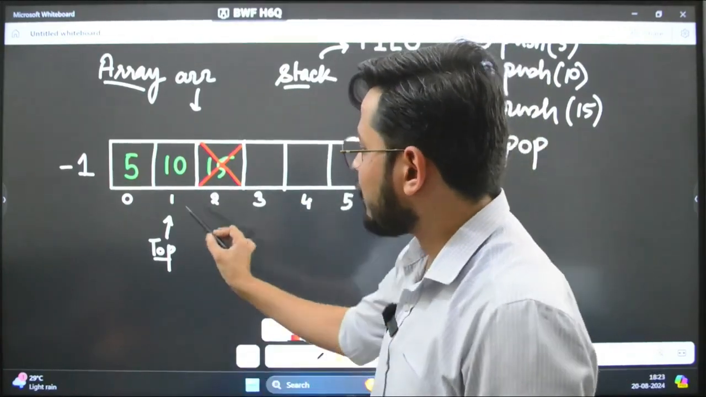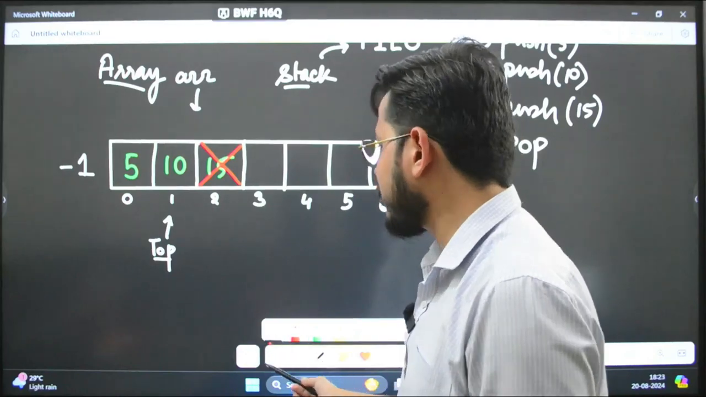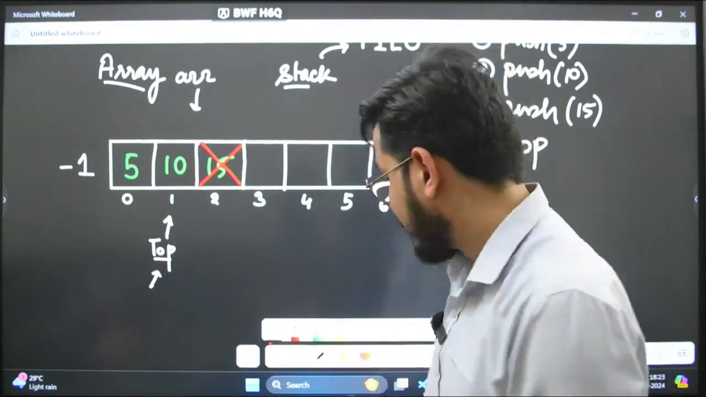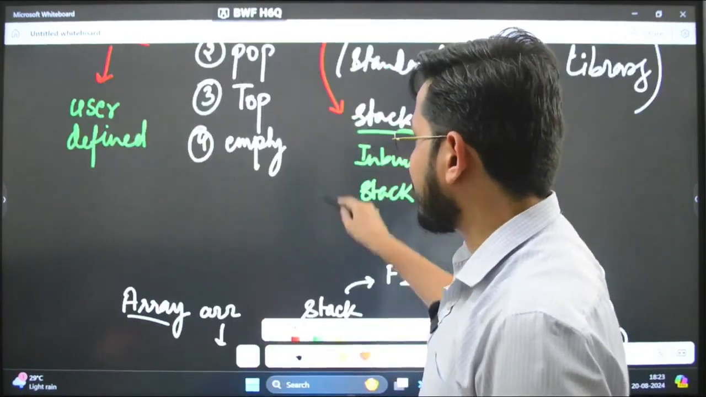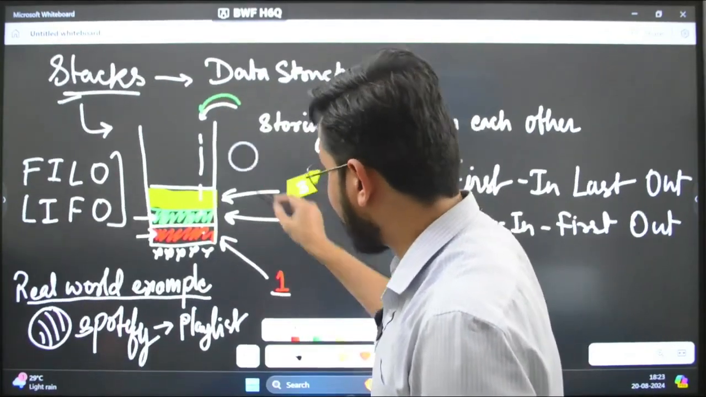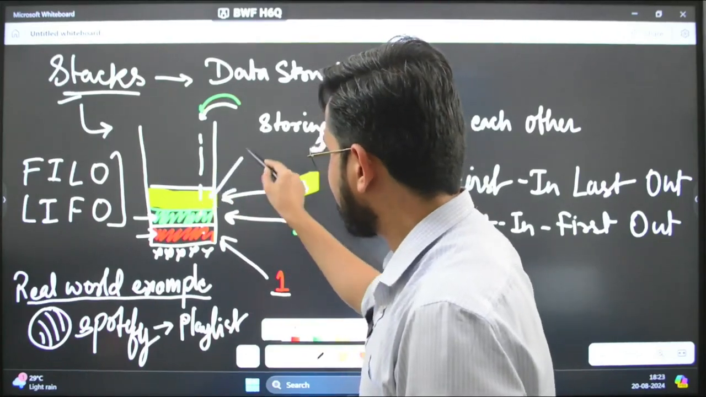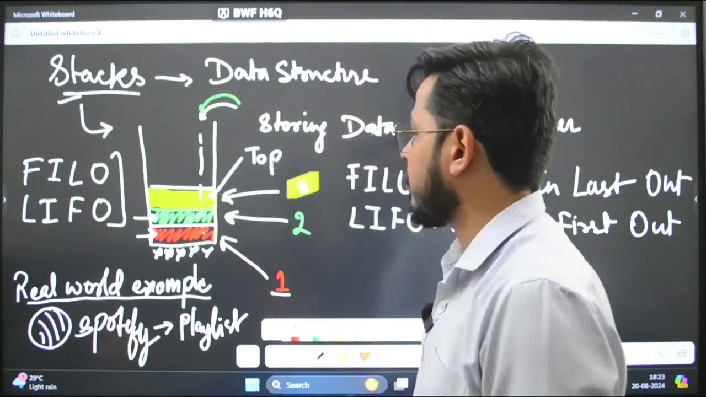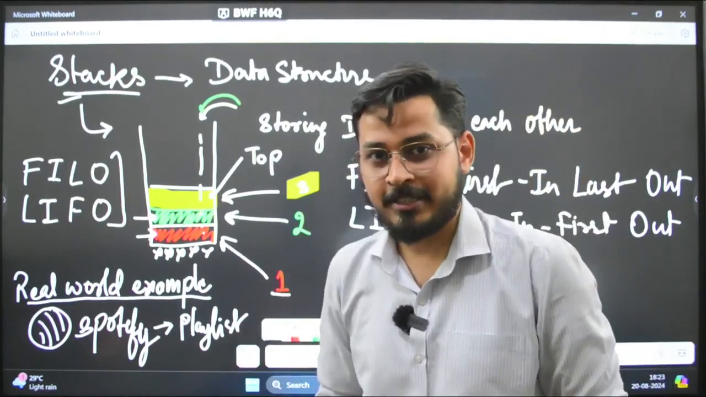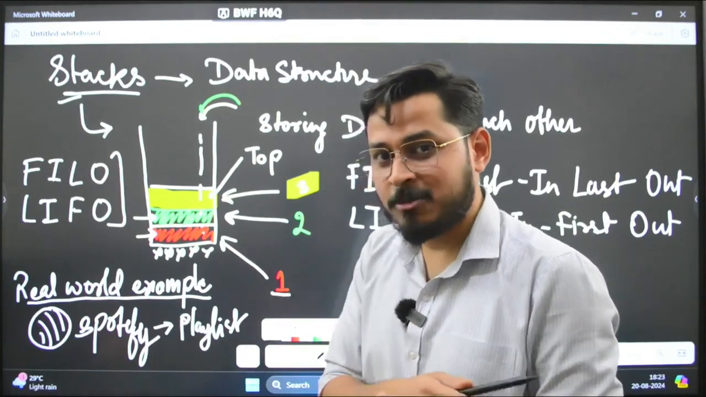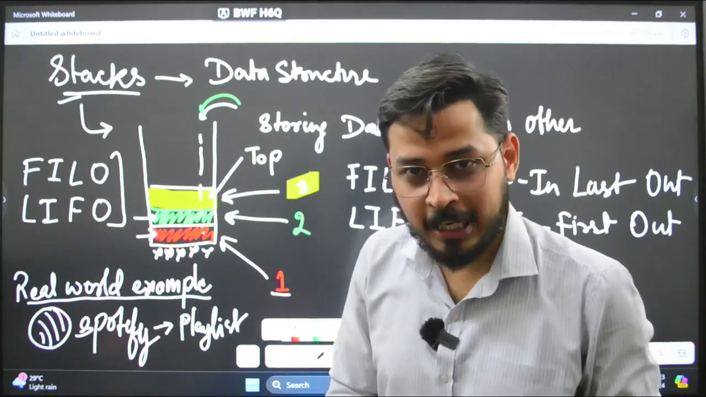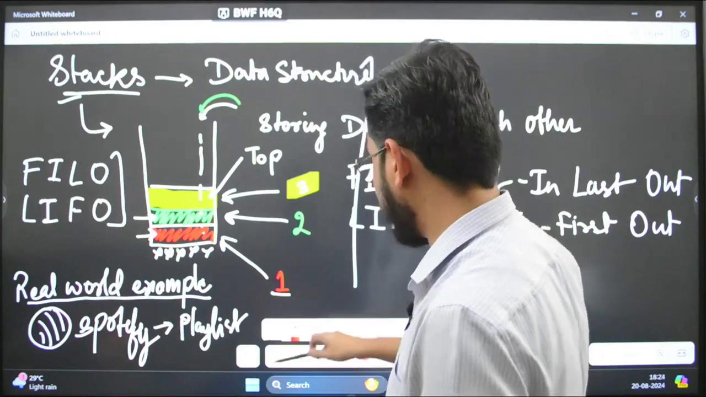What exactly is top? Ultimately why are we using top? Top is a variable which shows the topmost element of the stack. So in this case, if this is a stack, then the topmost element is this, the topmost element. Top is the latest element in this case. So if I say top minus minus, that means that element is gone. So the next top is going to be the topmost element. This is how you are going to do this.